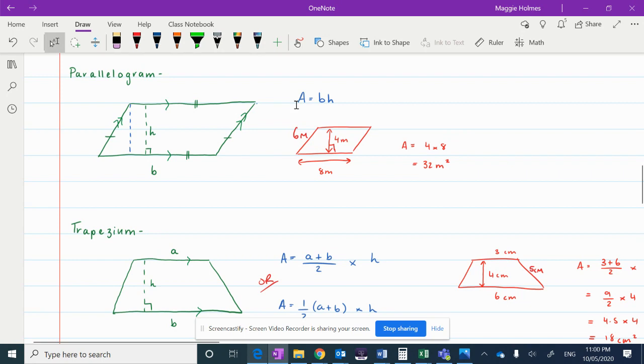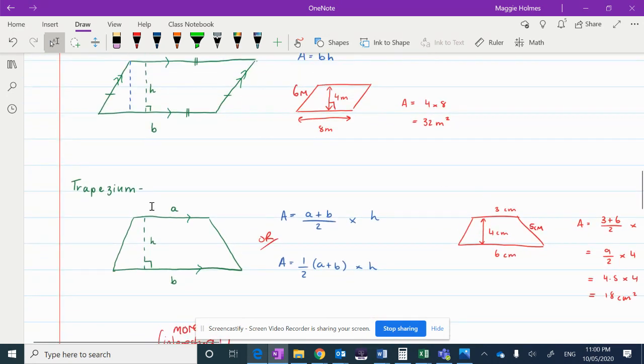Okay, so base times height, again, remembering that the height is perpendicular. So in our parallelogram here, we want the 8, we want the height that's perpendicular, so that's 4. We do not care about this slant height here, the 6, nothing to do with finding the area. It's called a red herring, just extra information. 8 by 4, 32 meters squared. These formulas are all on your formula sheet.